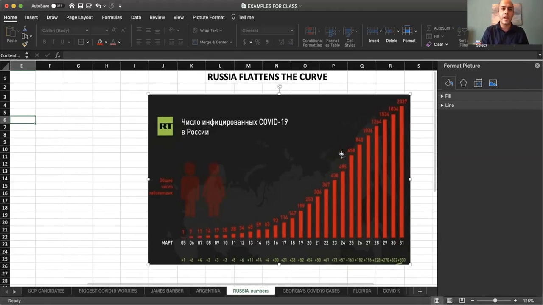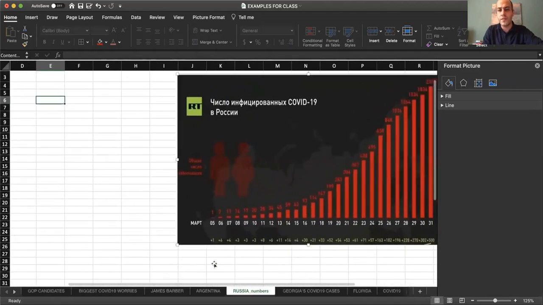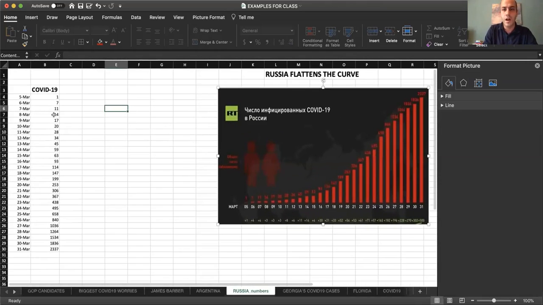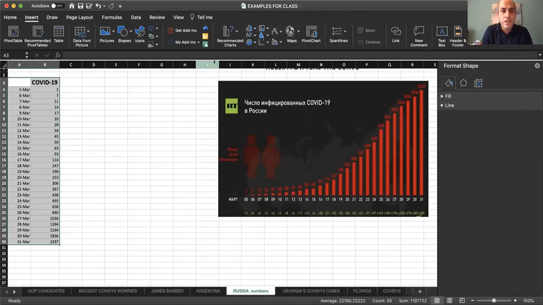Good for them, except I don't see the y-axis here. So when I don't see the y-axis, it makes me very suspicious. To save time, I put all of these numbers here instead of typing them one by one and losing time. As you can see, from March 1st it starts with 1, 7, 11, 40, and goes all the way to 22,337. Let's do it ourselves to see how Russia is flattening the curve.